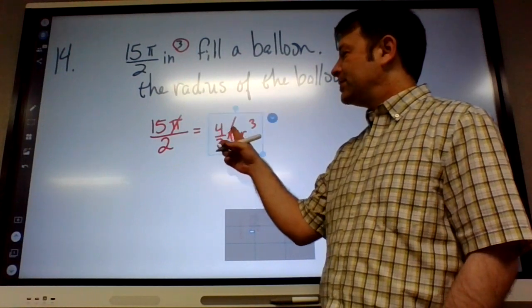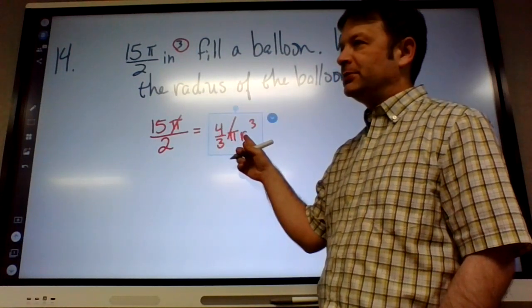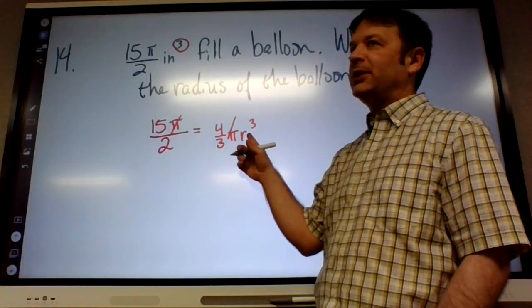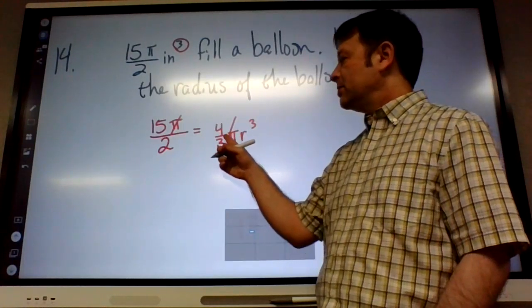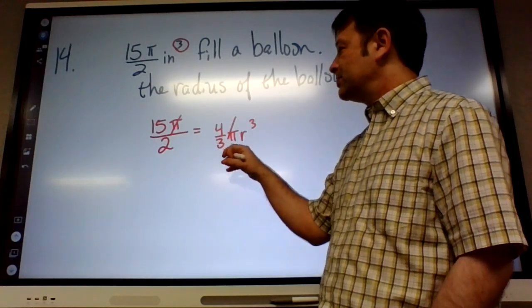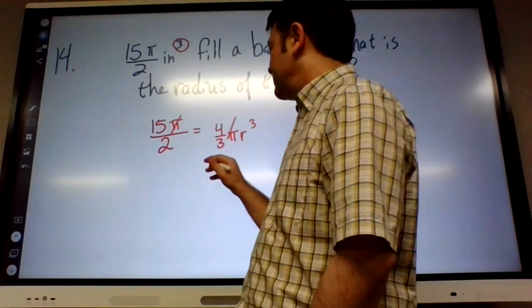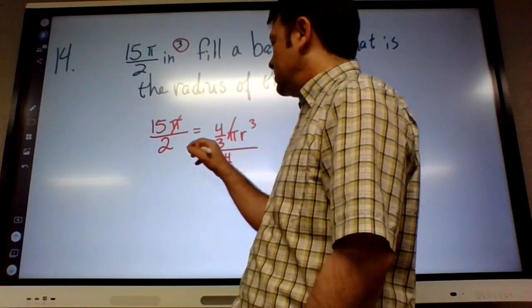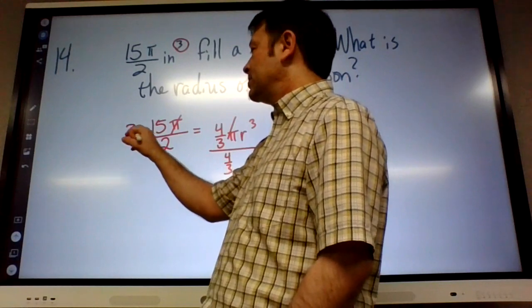Okay, 4/3 is multiplied to r cubed. We're trying to get r by itself to solve for r. So you divide by 4/3. How do you divide by 4/3? You flip it. Flip and multiply. Now, you could plug in divide by 4/3, but that's the same thing as times 3/4.